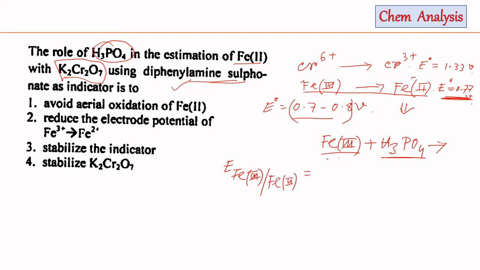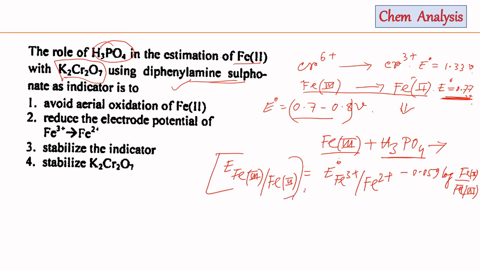The half cell redox potential will be like this, with the log of the concentration of Fe2 plus over the concentration of Fe3 plus. Since the concentration of Fe3 plus in the reaction medium is decreasing due to the presence of phosphoric acid, the redox potential for this Fe3 Fe2 system will decrease and it will reach about 0.61 volt. Now the problem is gone.